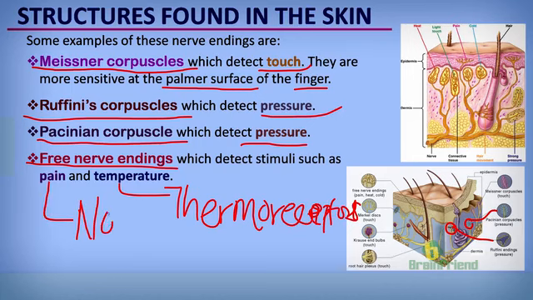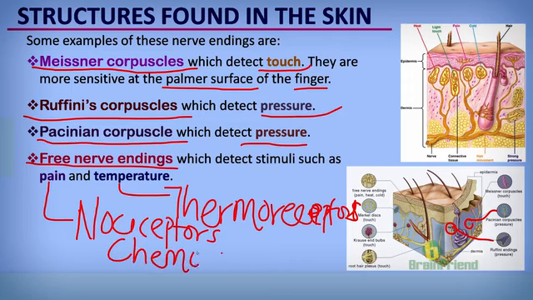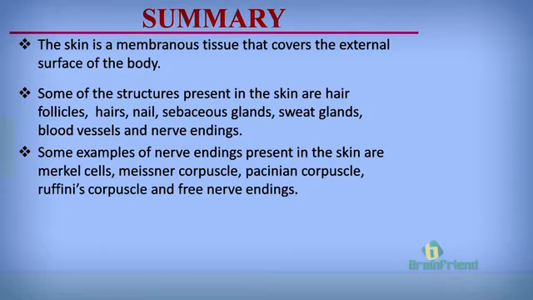Those that detect pain on the skin are called nociceptors. Nociceptors detect pains on the skin. We also have some called chemoreceptors. Chemoreceptors detect the presence of chemical substances on the skin. All of these different nerve endings help our skin to detect changes in the environment or changes on the skin and help the body to protect or defend itself against these changes.